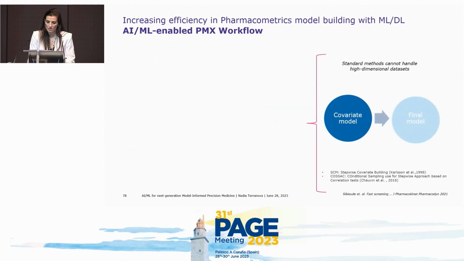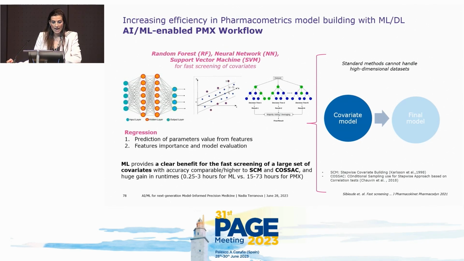Then in a second paper, there have also been explorations of covariate assessment, fast screening of covariates, starting from high-dimensional datasets with AI and machine learning. In particular, random forest, neural network, and support vector machine were assessed and compared to more traditional pharmacometrics approaches in terms of accuracy in the covariate selection and in computational gain. And from a pharmacometrics standpoint, LASSO, SCM in PsN-NONMEM, and COSSAC were the techniques that were considered.